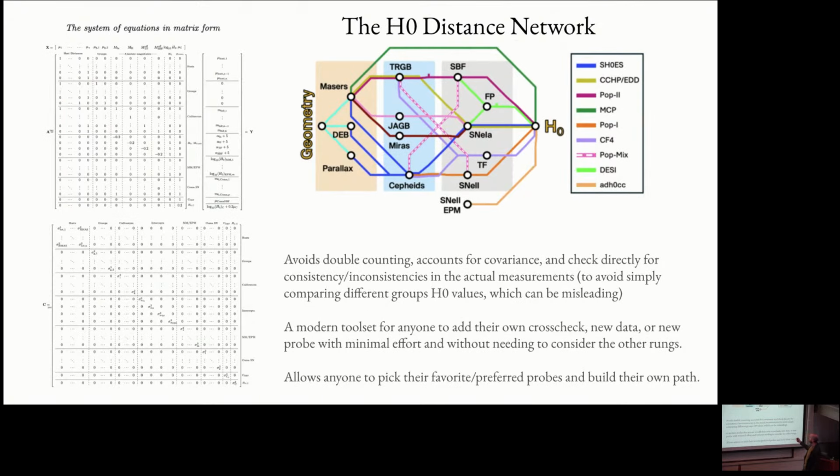Oh, and the last thing is you can pick a path. You don't have to take everything in the network. You can say, oh, give me the SH0ES path. And you just type SH0ES in your ini file, and it picks the blue lines through the network, or your CCHP, or whatever systematic you may be interested in. You can pick different paths through the network and compare them.